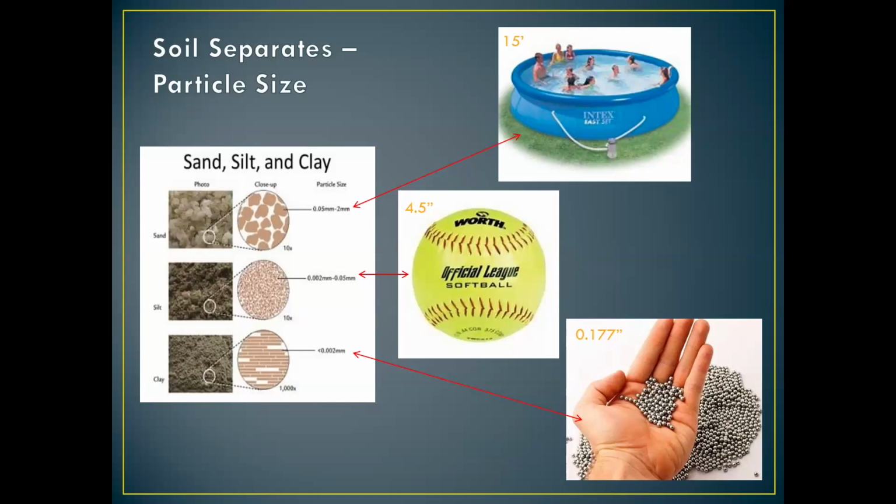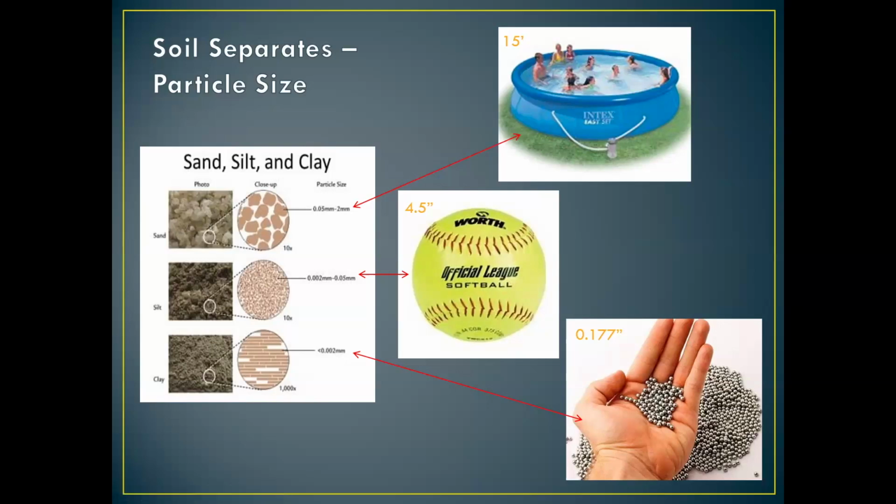The first one is that anything under 2 millimeters in size is considered a soil separate. Anything over 2 millimeters in size is considered a rock fragment, and we'll talk about those in a bit. So soil is only under 2 millimeters in size. I know it's sort of small print there, but sand is between 0.05 millimeters and 2 millimeters in size. Silt is between 0.002 millimeters and 0.05 millimeters in size. And clay is 0.002 millimeters and under.